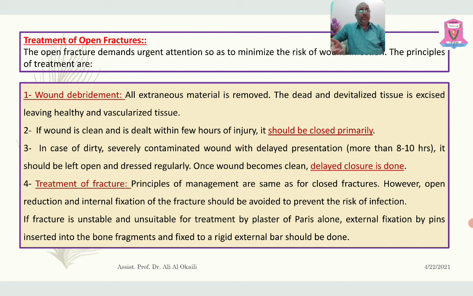طبعا treatment of the fracture: the principles of management are the same as for the closed fracture. However, open reduction and internal fixation of the fracture should be avoided to prevent the risk of infection. If the fracture is unstable and unsuitable for treatment by plaster of Paris, external fixation by pins inserted into the bone fragments and fixed to a rigid external bar should be done.